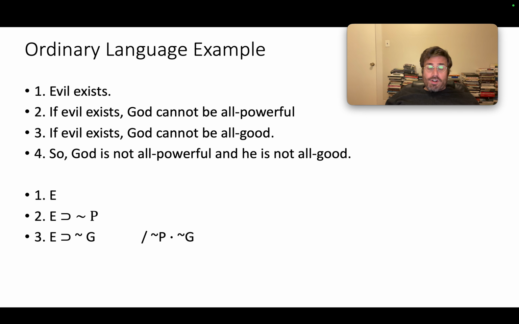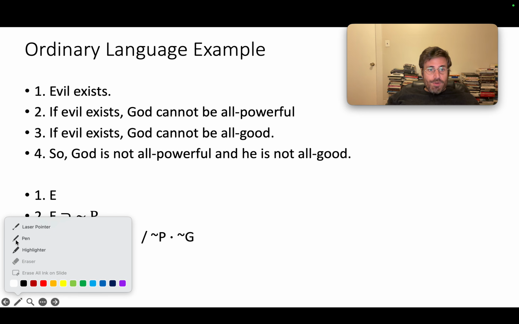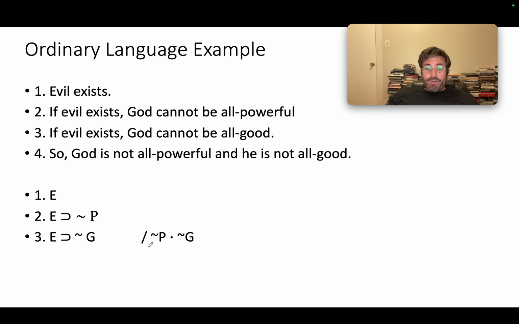And then we have as our conclusion, and we are always going to notate the conclusion over to the right here with the forward slash. This is our conclusion, and this is how it will always be formatted in natural deduction moving forward, with the last conclusion appearing next to the last premise, set off to the right with a forward slash. And our conclusion says both not P and not G. So God is not all powerful and he is not all good.